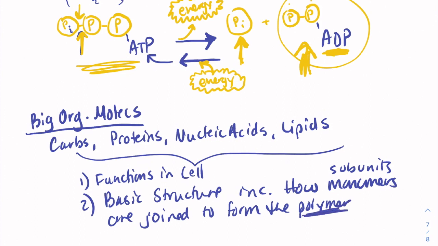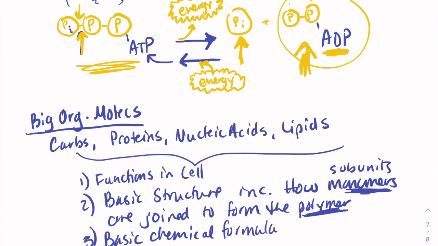Okay, a polymer is a molecule that is made up of many parts, and those little individual parts are the monomers or subunits. Sometimes they're even called building blocks. But poly means many, right? A polymer is a molecule that's made up of many smaller molecules. Okay, so we need to know that. Let's see, functions, their basic structure, and their basic chemical formulas.